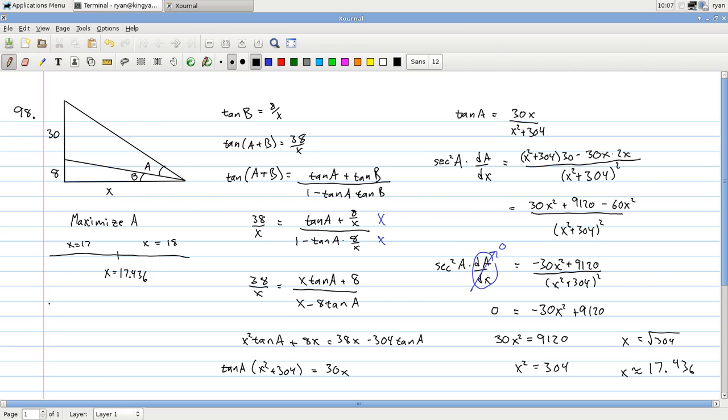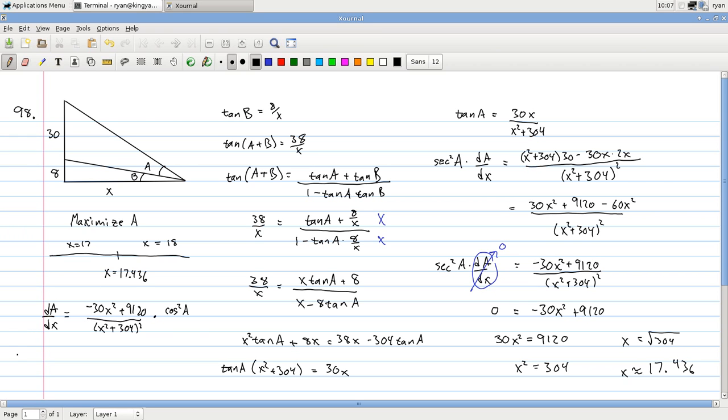So our first derivative is dA/dx equals negative 30x squared plus 9120 over x squared plus 304 squared. And I want to take this equation that we had and divide both sides by secant squared. That gives us cosine squared A on the right-hand side.